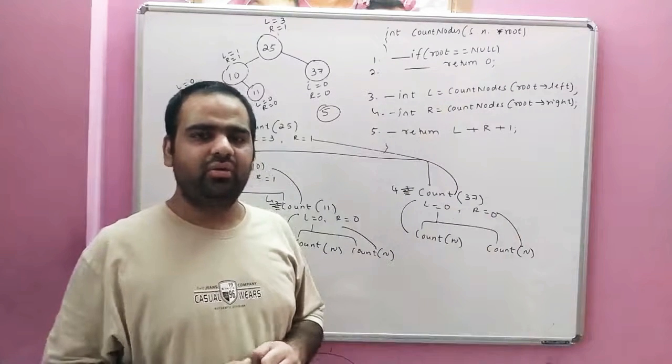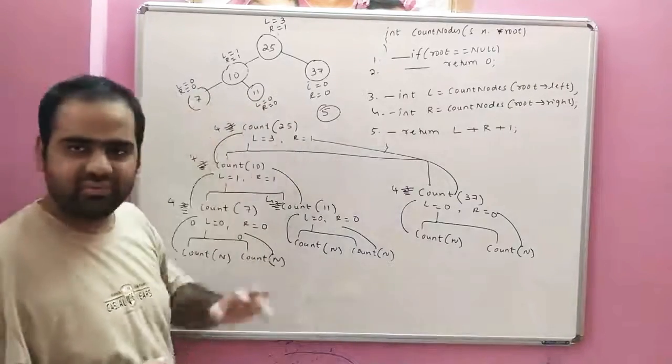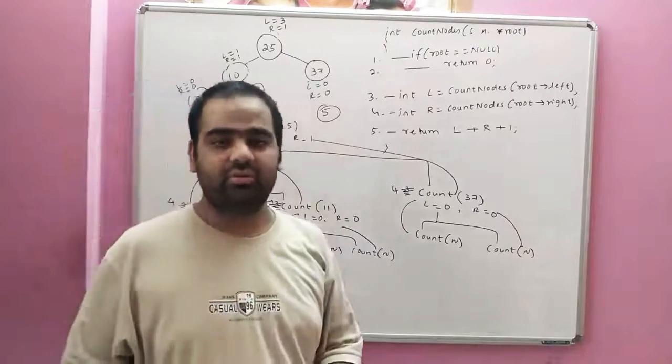Right. Now let us see how do we count the number of leaf nodes. Now what are the leaf nodes over here? 7, 11 and 37. That means 3 should be the answer over here. Let's see how to do it.